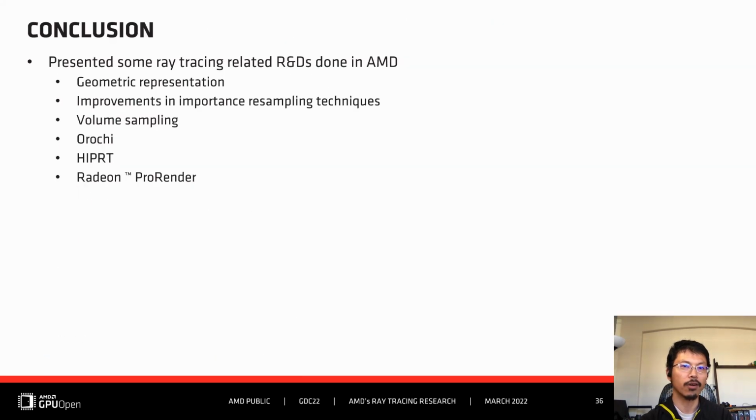Okay, this is all I have today, and the topics I covered today are geometric representation and improvements in importance resampling techniques. After that, I talked about some volume sampling techniques, and then I introduced a bunch of SDKs and libraries: the Orochi library, which makes it easier to keep your code running on AMD and NVIDIA, and also HipRT, a new ray tracing library written in HIP. And then I gave an update on Radeon Pro Renderer.